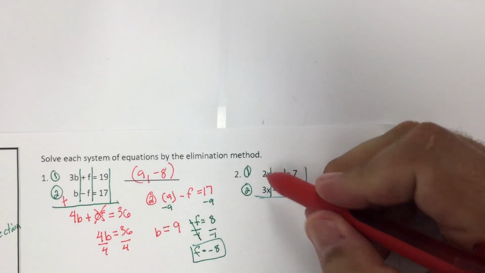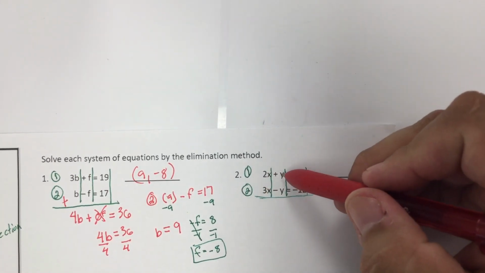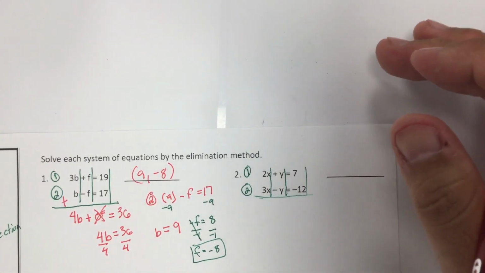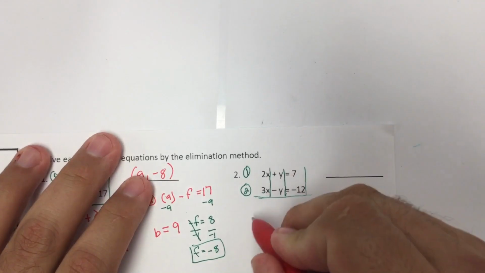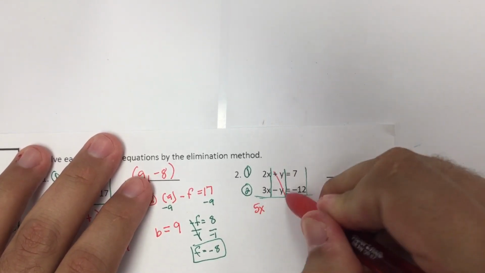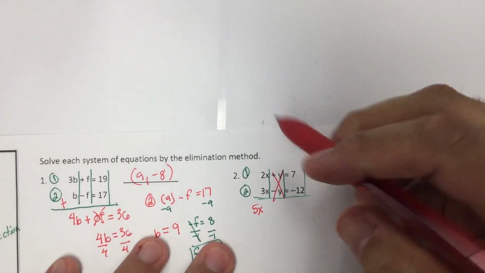Look at the coefficients. If I add 2x and 3x, those don't cancel out. But check it out, y plus negative y, those do cancel out. So here's going to be the easy part. 2x plus 3x gives me 5x. And y plus negative y is just 0. So the y's cancel out. And that's what you want to do with elimination. You want to cancel out one of the variables.